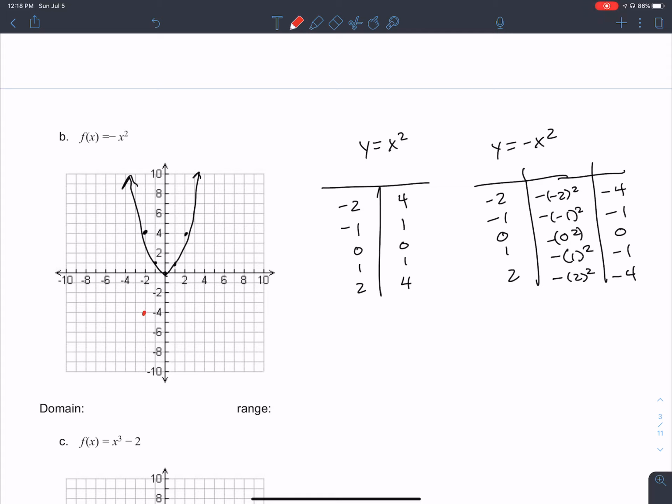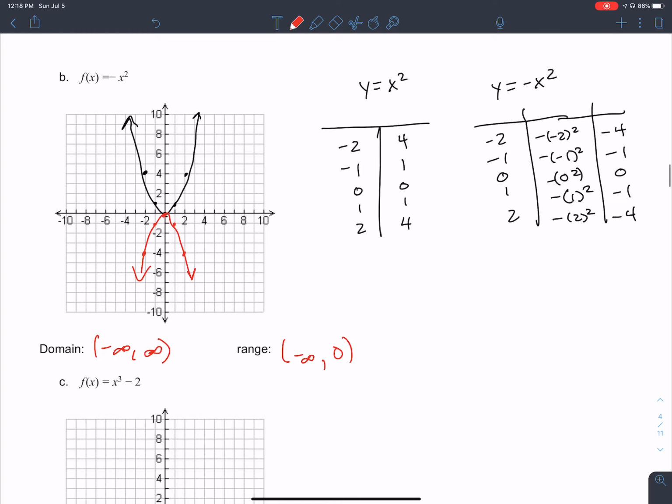So -2, -4. Negative 1, negative 1, 0, 0, and 2, negative 4. There we go. Oh, it wanted to make a circle. Okay, there it is. All right. Now, my domain, still negative infinity to infinity. My range, this one tops out. Okay, so that means the top of it's going to be 0, but the bottom is going to be negative infinity. Okay. All right.